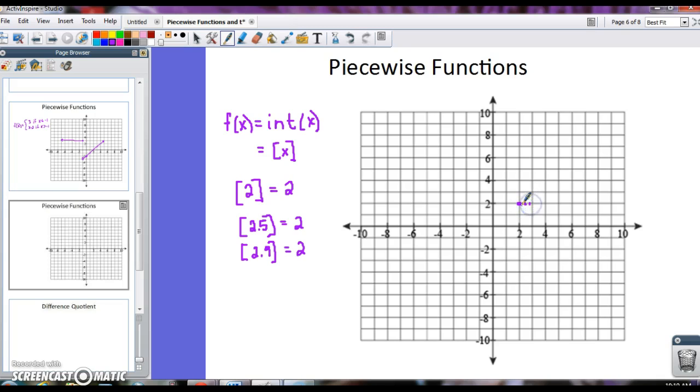At 2.9, my function is equal to 2. So all in here, my function is equal to 2. But then what happens when I get to 3? Well, the greatest integer less than or equal to 3 is 3. So now I step up to 3. And if I'm going to have a closed circle there, I have to have an open circle there.